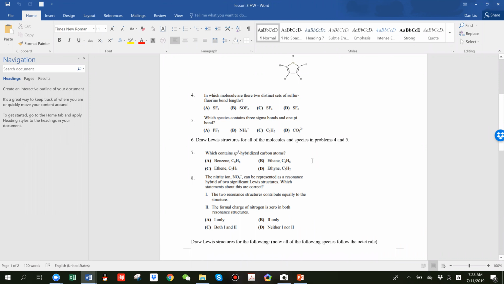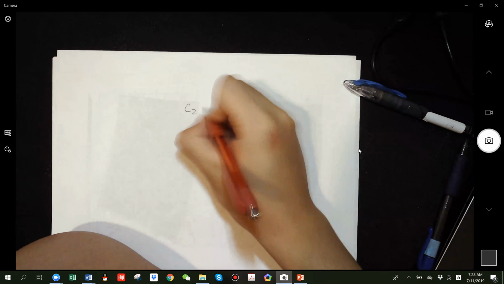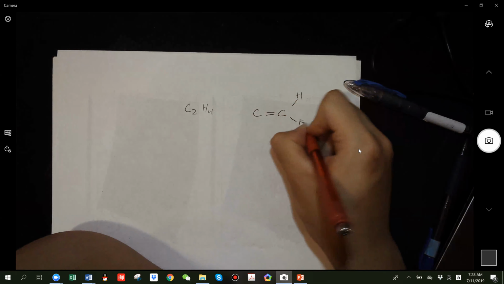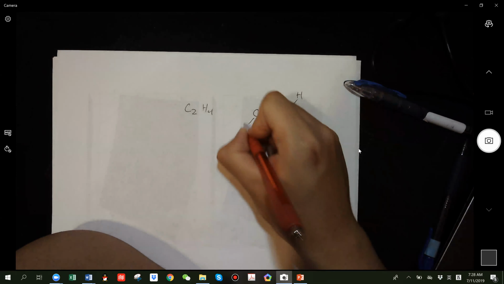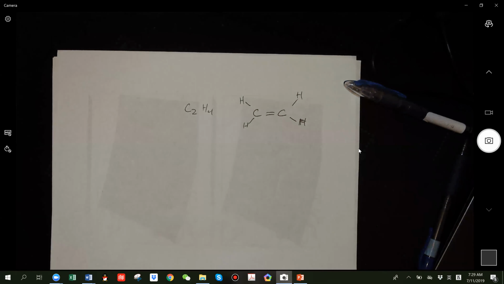Okay. So now let's talk about sigma and pi bonds. Someone had a question about this. So first of all, let's look at a simple molecule. Let's just do C2H4. So can someone tell me the molecular geometry of carbon?